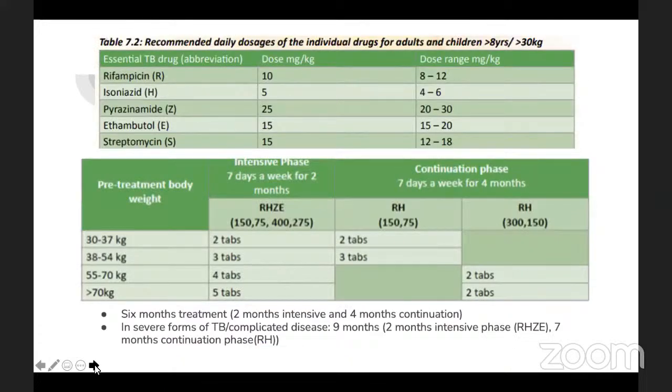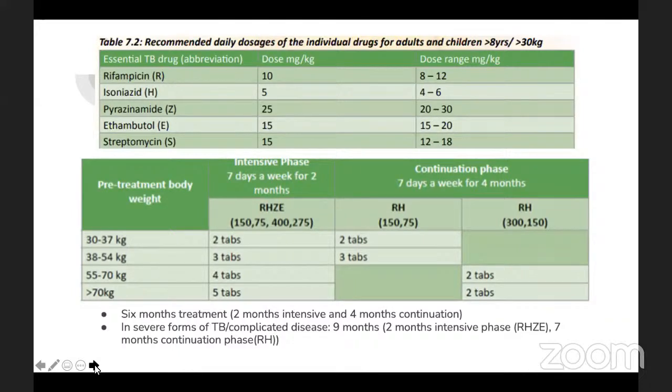Okay, so the standard treatment of RIF-sensitive TB is the 4 main drugs: rifampicin, isoniazid, pyrazinamide, and ethambutol. As I mentioned, it's dosed according to your weight. The standard treatment is 6 months: 2 months of intensive phase and 4 months of continuation phase.